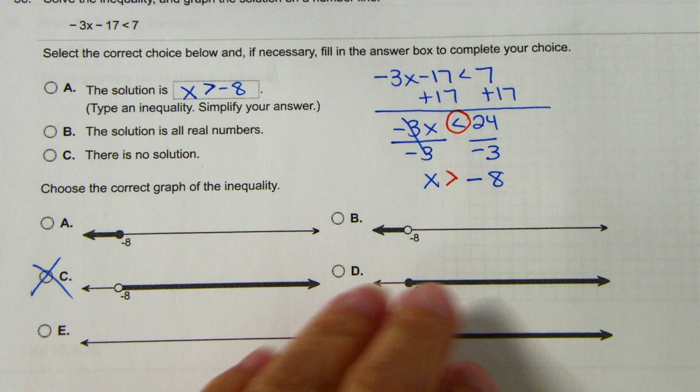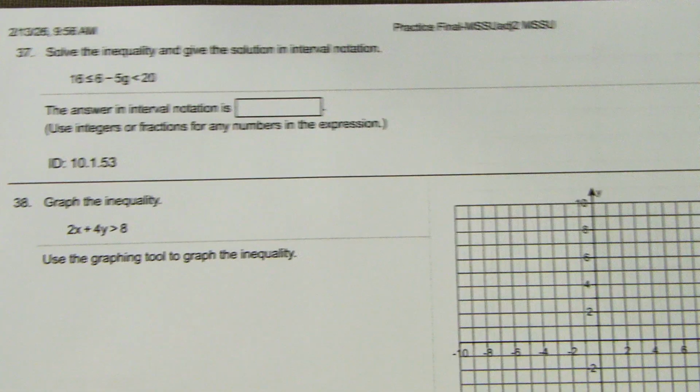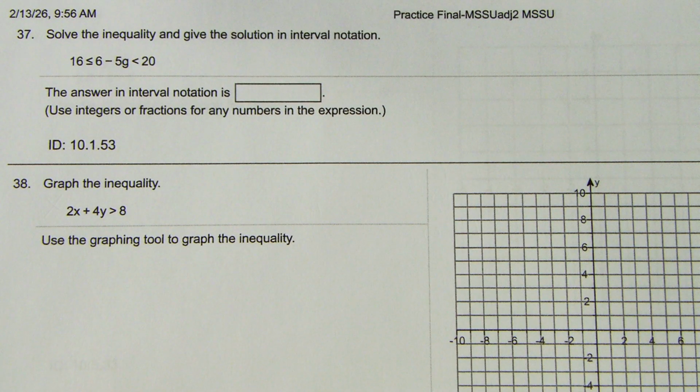This is a compound inequality. So I'm going to put the paper up here so I can have a little bit more room to do it. I have 16 is less than or equal to 6 minus 5g, which is less than 20. So really what we can do is you have two options. You can split it into two separate inequalities, or you can keep it as a three-sided inequality. Personally, I really like to keep it as a three-sided inequality.